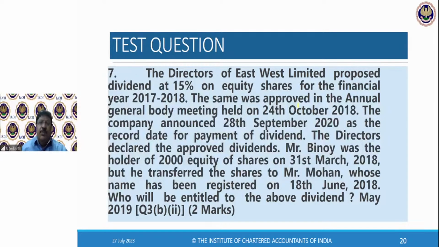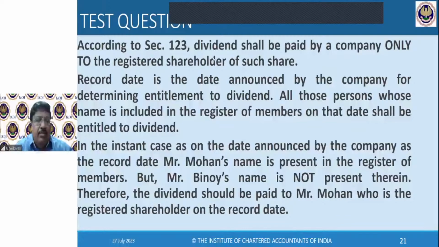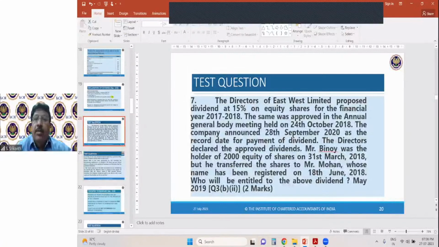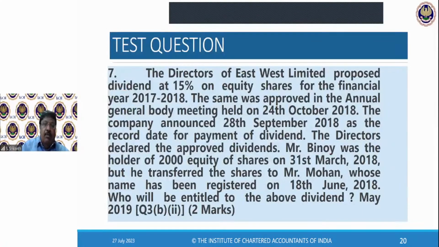I'm sorry. This must be same year only. It cannot be different year. I will change that, because before somebody points it out, I will change it myself. See, this is 28th. I will make this 18. As the record date for payment, it's 18 only. It cannot be 2020. So whose name is there on the 28th September 18 will be getting.